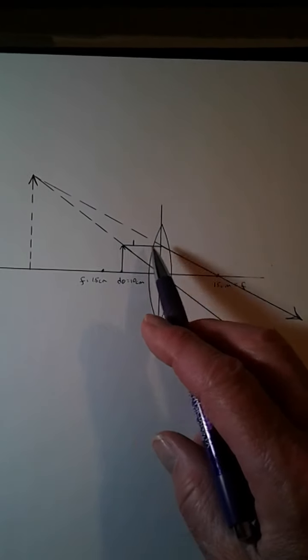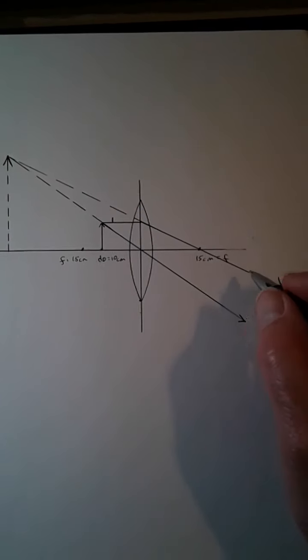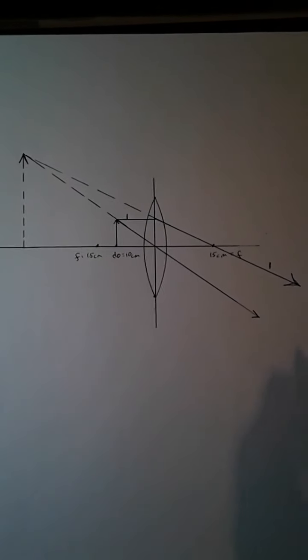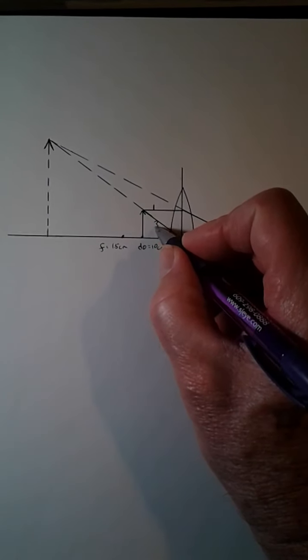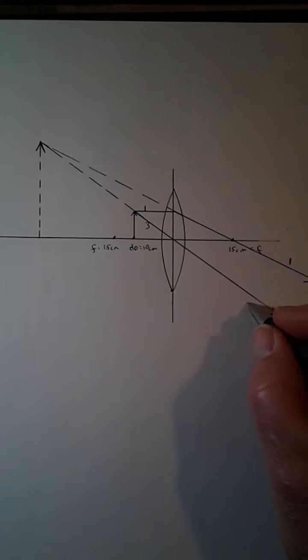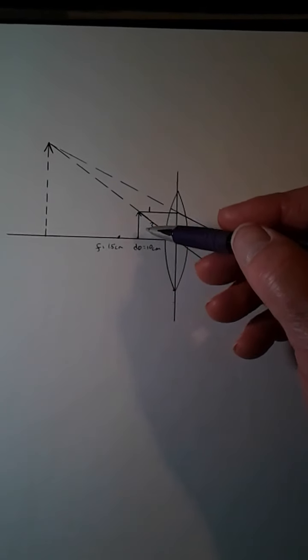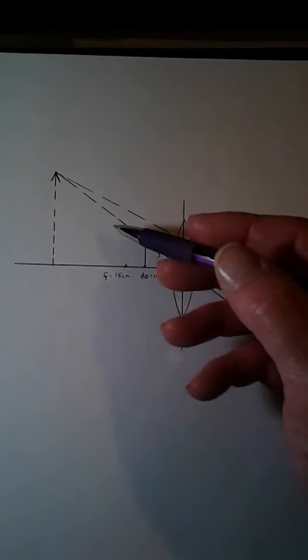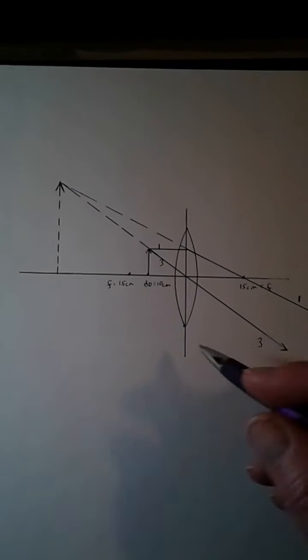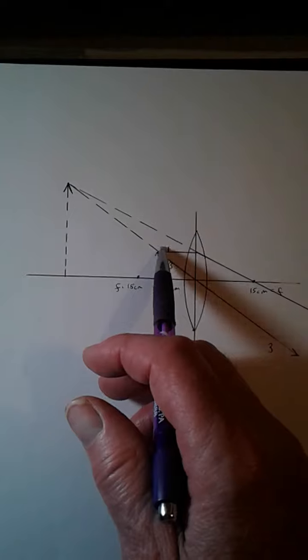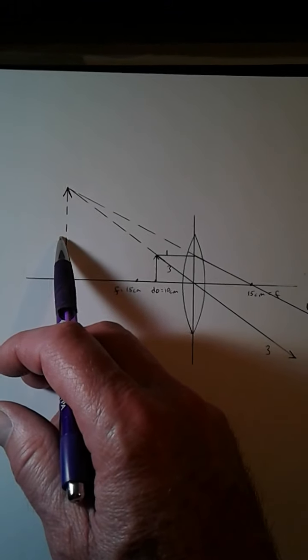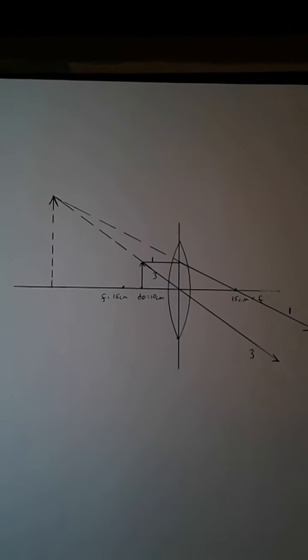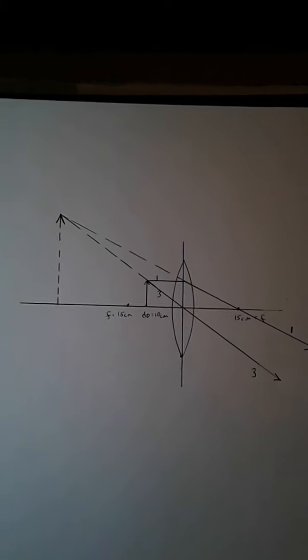Light ray number 1 comes in parallel, comes out through the focus. Light ray number 3 that I've drawn goes through the center. Notice they've never flipped. 1 and 3, 1 and 3. This is definitely an upright image. It's also virtual because these light rays don't come from back here. It's also, as you can see, much larger.